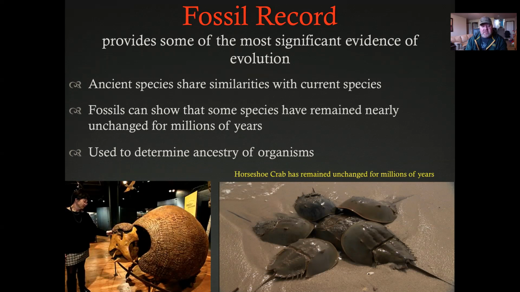And we can use this to determine the ancestry between different organisms. Some organisms are very, very old and haven't changed for millions and millions of years. Crocodiles are a great example. Horseshoe crabs, which was a picture down here, have remained unchanged for millions of years. We can look at fossils of million-year-old horseshoe crabs, and essentially, according to their form, they are the same.